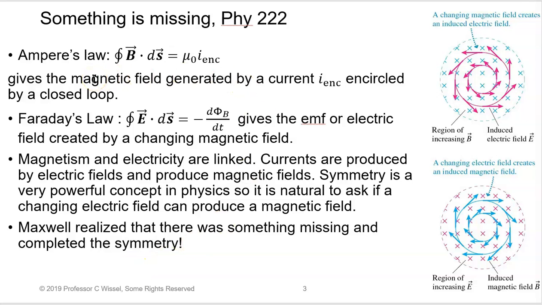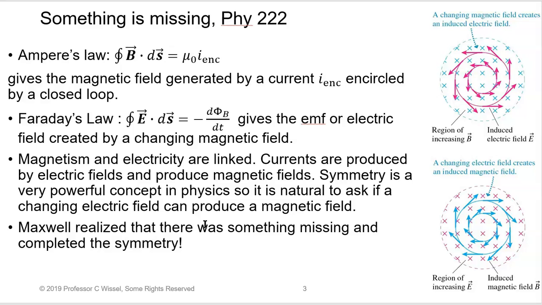Ampere's law says the integral of B dot ds equals mu naught I enclosed. This gives the magnetic field generated by a current I enclosed, encircled by a closed loop. Faraday's law says the integral of E dot ds equals minus dΦ_B/dt. That gives the EMF for the electric field created by a changing magnetic field.